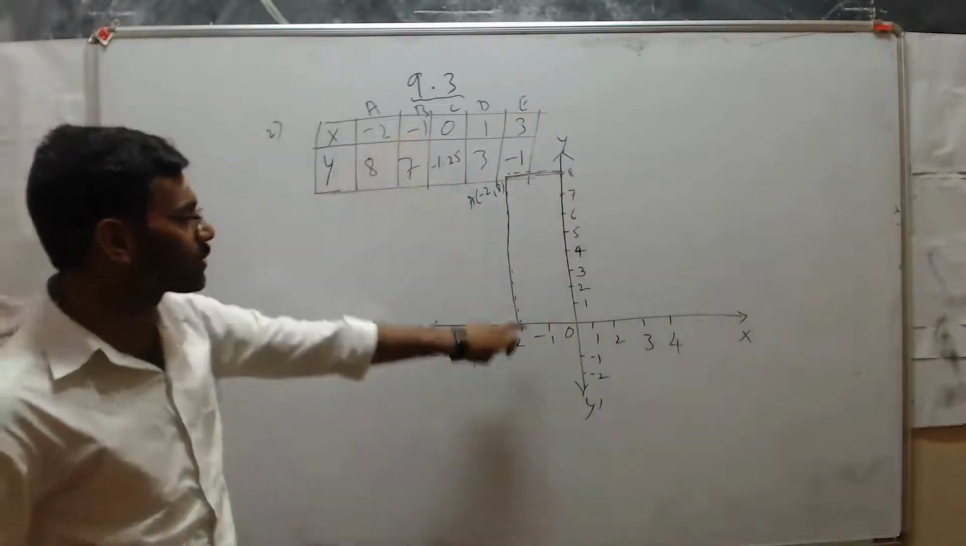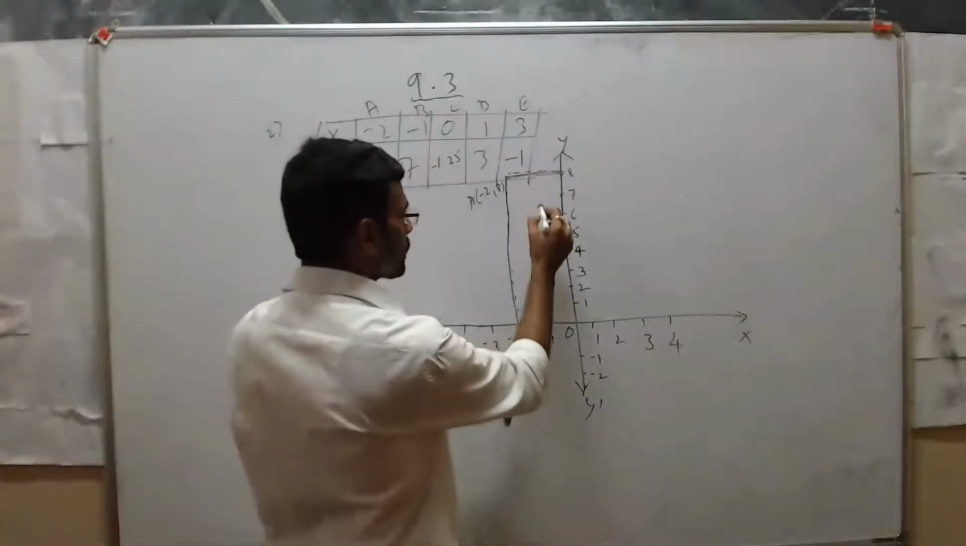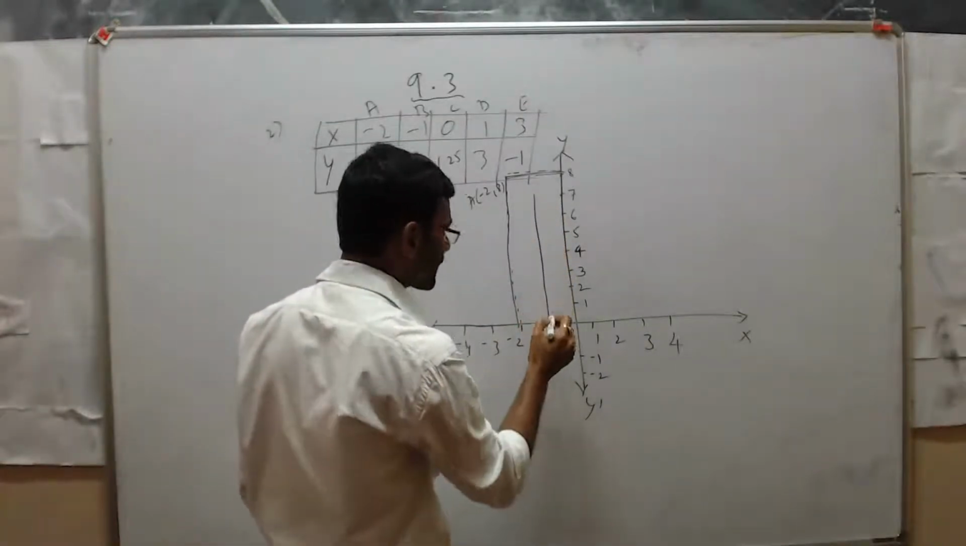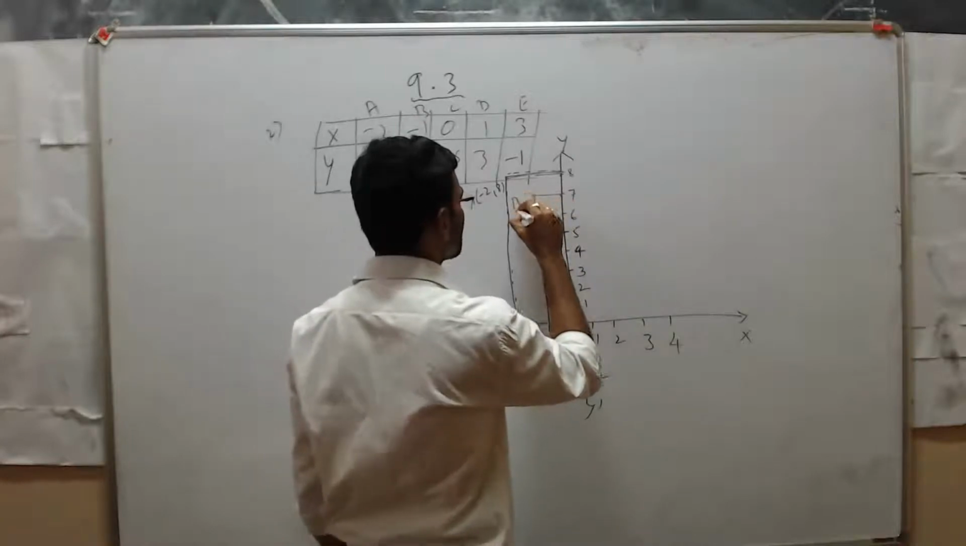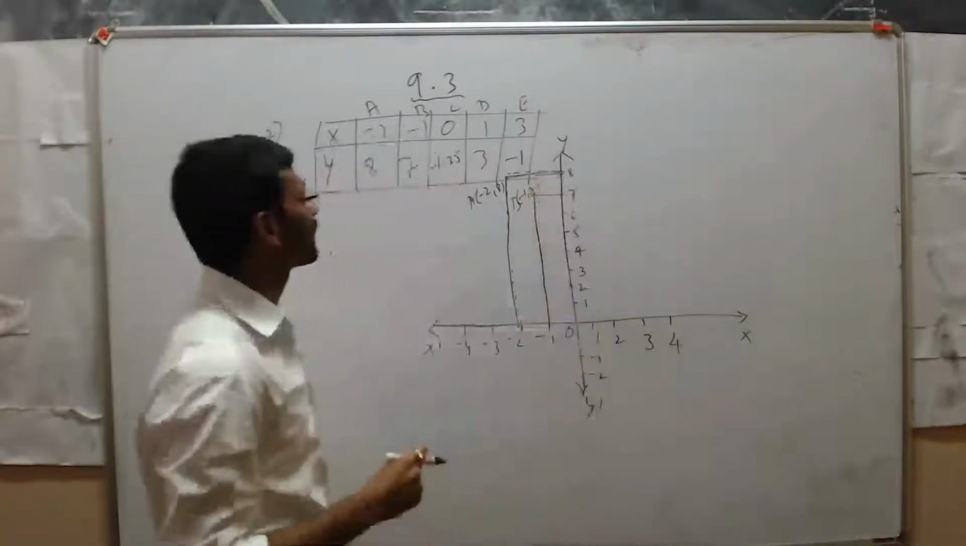Then the x value is minus 1, which is here. The y value is 7. Minus 1 on the x axis, and the y axis value is 7. It is B, minus 1 comma 7.